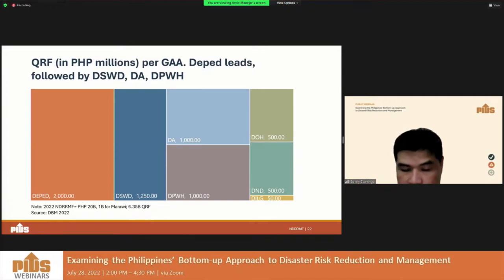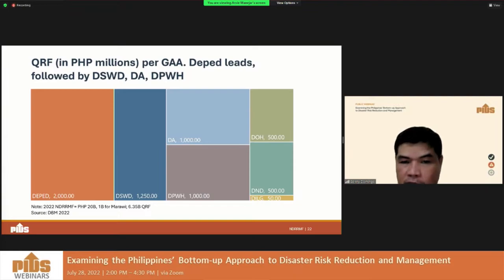Okay, as I've mentioned, the previous slide was able to show the National DRRM Fund from 2009 to 2021. This is your breakdown for 2022, wherein you have 1 billion for Marawi rehabilitation for a total of 20 billion. What's seemingly different is that we have more allocation QRF-wise, in terms of our quick response fund, to the Department of Education in the amount of 2 billion for the year. As mentioned also earlier, such can be replenished once you have utilized a substantial portion of the figures presented.